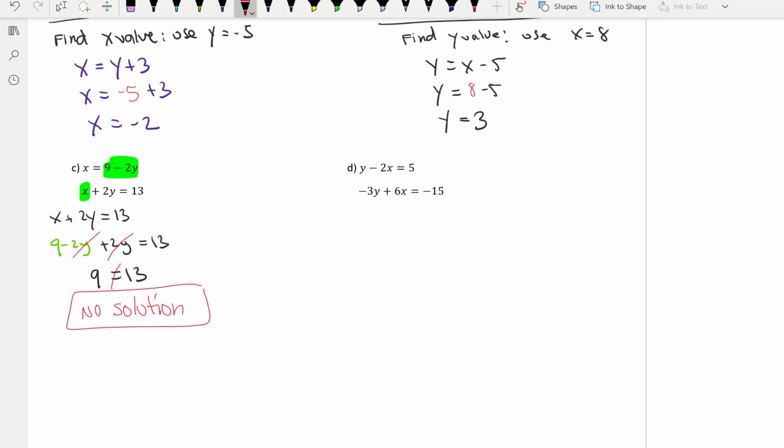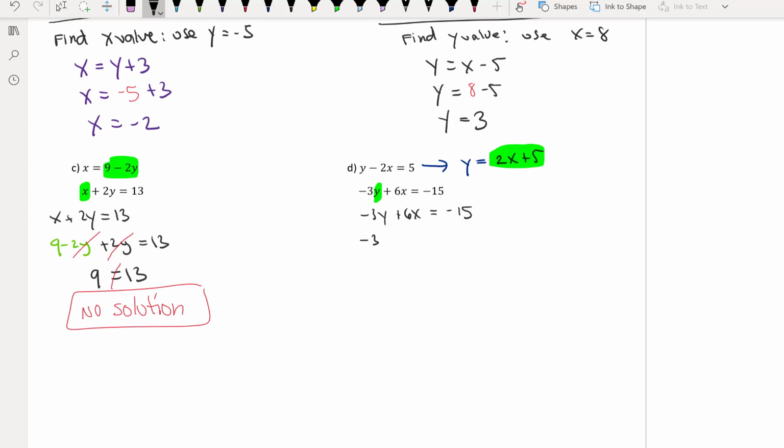Okay, now moving on to part D. So for part D, again, you want to isolate the variable. So maybe the nicest thing to do here is to isolate that y variable. So I'm going to add 2x to both sides. So y is equal to now a positive 2x plus 5. So now that I have the y isolated, that's what the y is equal to, I'm going to plug that into my y variable. So I have a negative 3y plus 6x is equal to a negative 15.